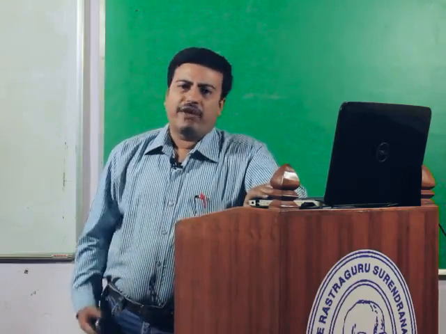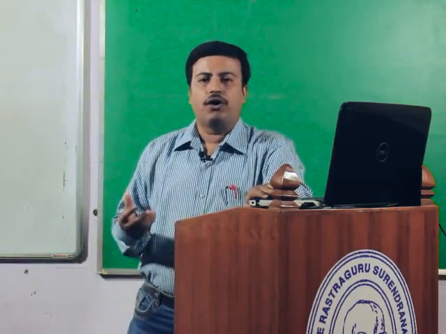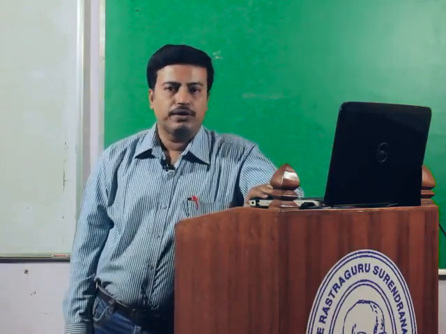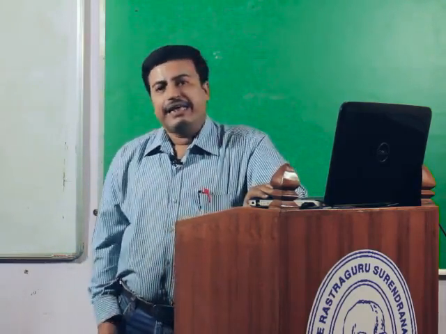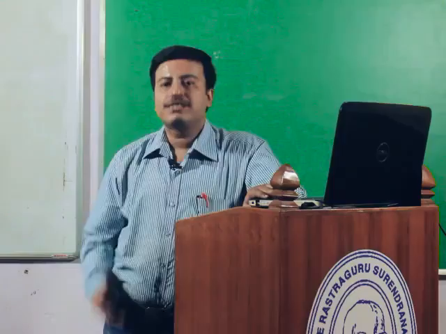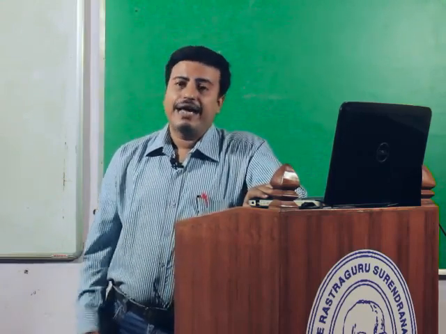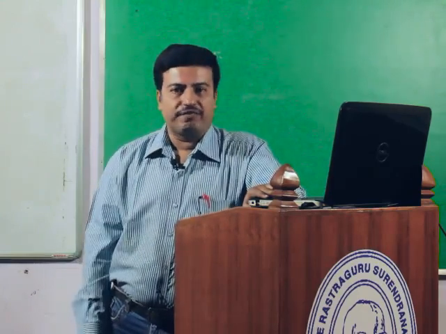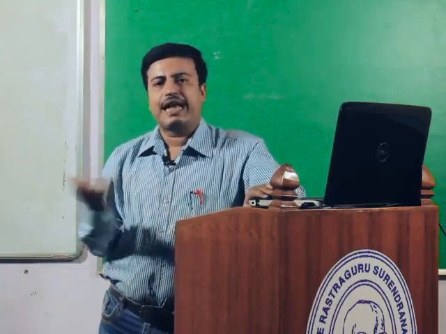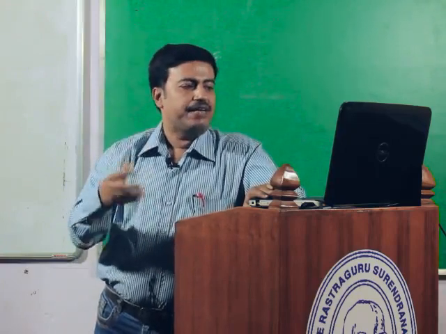So the first and foremost question which comes to our mind is, what are the useful components for getting a robot as shown in that famous Hindi movie Robot? First, it must possess fast hardware, because that kind of robot could memorize and read anything far faster than a human being. Next, they can play chess at a grandmaster level. Next is interaction with the outside world, meaning that just like a common human being, they can recognize speech, recognize an image and so on.